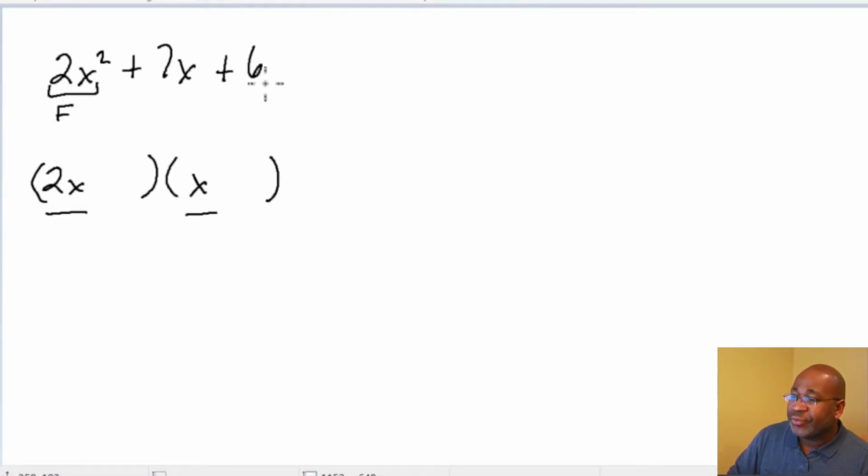The last term, which is 6, comes from multiplying the last terms in the binomials together. So for 6, you've got a couple of choices. You could have 1 times 6, or you could have 2 times 3. So let's say we start with 1 and 6 and see if this works. Now, one thing that's missing here is the signs. Are we going to be adding or subtracting?